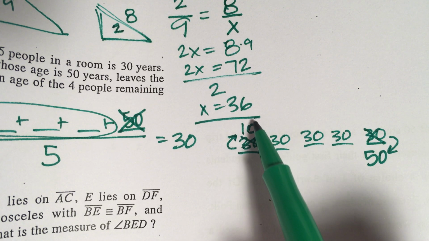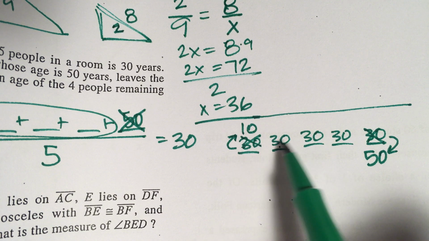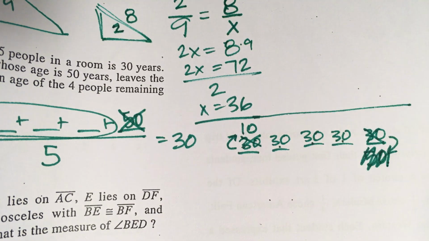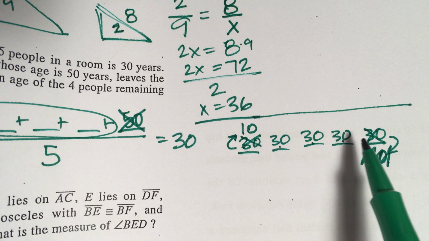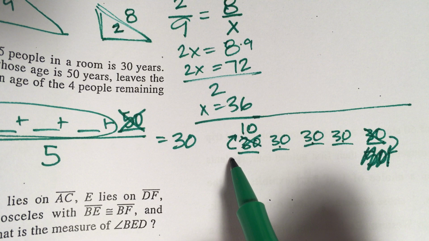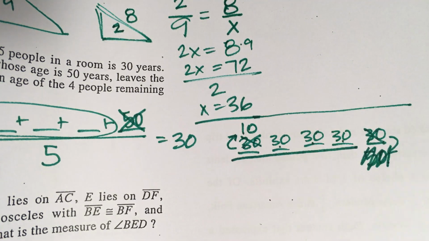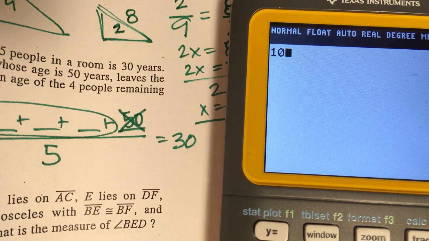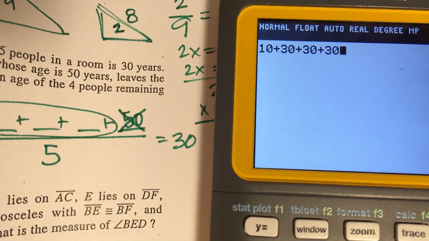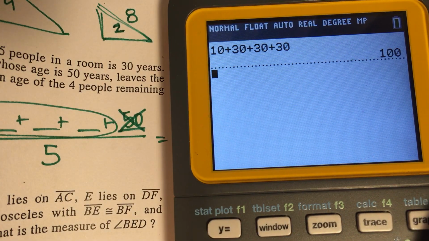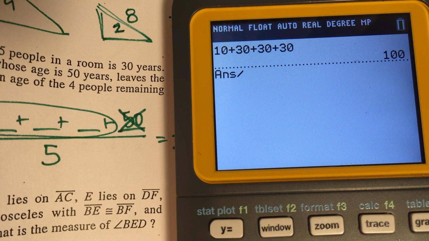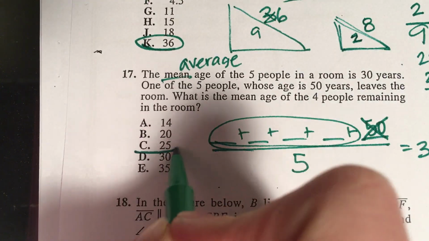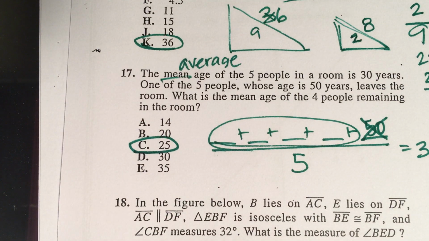So I have 10, 30, 30, 30, and 50. Then when this 50-year-old leaves, now we're going to have 10, 30, 30, 30. When we add those numbers together, 10 plus 30 plus 30 plus 30, we get 100. And we want the average, the mean, so I'm going to divide by 4 this time, because there are 4 of them. So that is 25. That would be the age there.